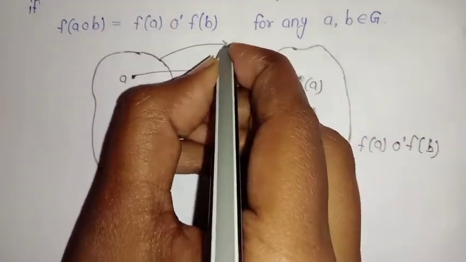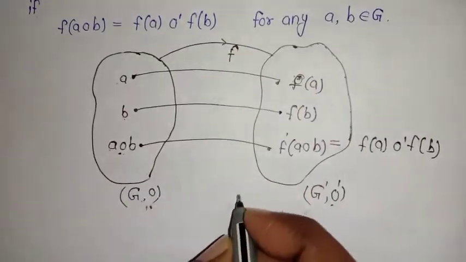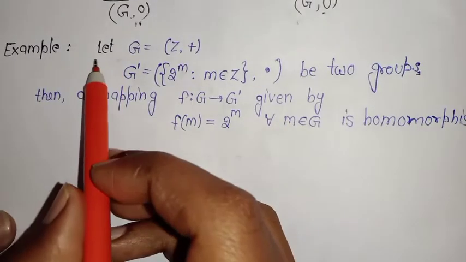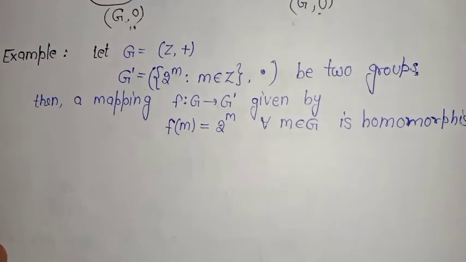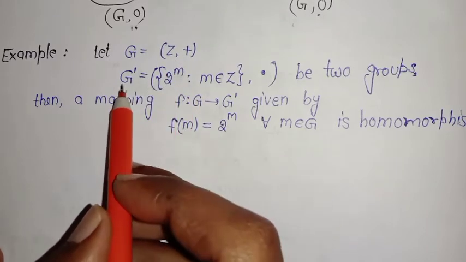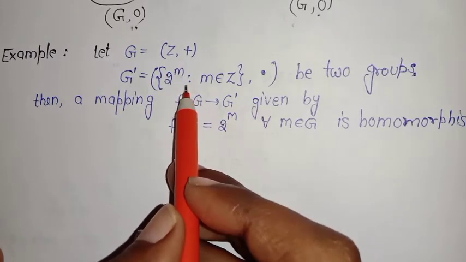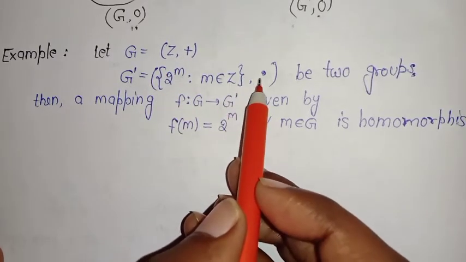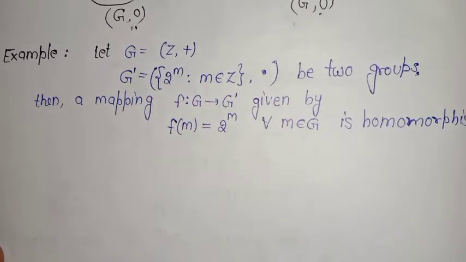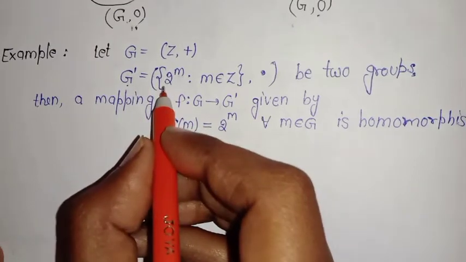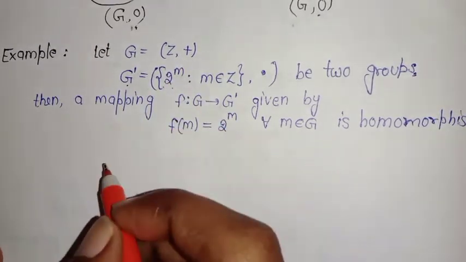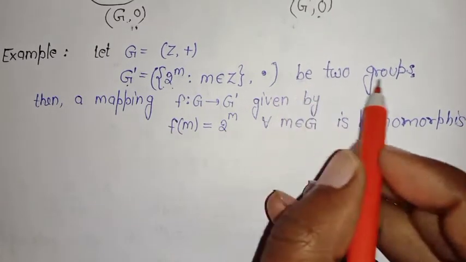Now we will take some examples to understand it clearly. Our first example is: let Z be the set of integers with the addition operation, and Z' = {2^m such that m belongs to Z}, and this group is defined over the binary operation multiplication. This group contains all the elements of the form 2 raised to power m, where m comes from the set of integers. These are two groups.